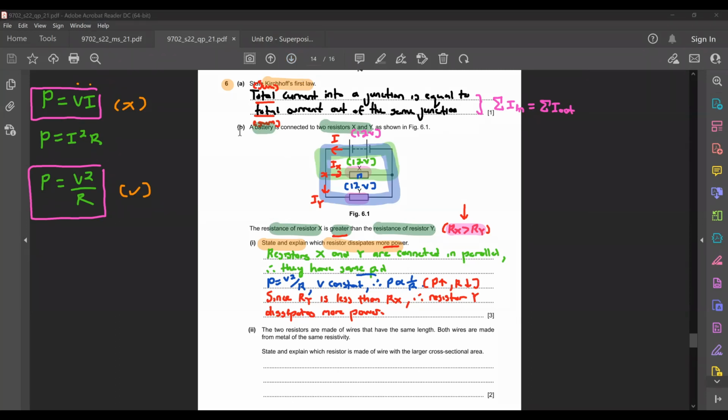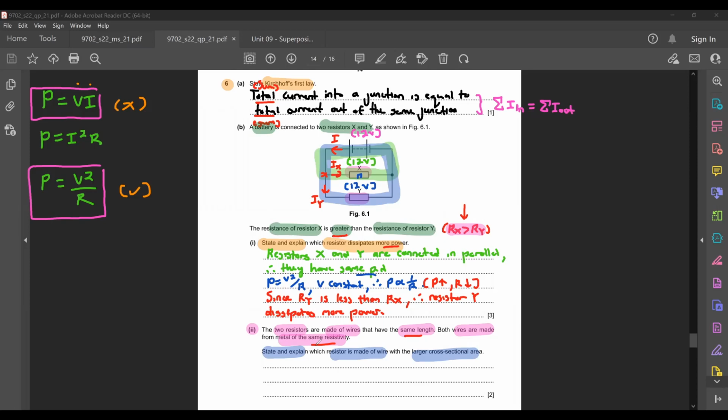Now for the next question, in part 2, the two resistors are made of wires that have the same length. Both wires are made of metal of the same resistivity. State and explain which resistor is made of wire with larger cross-sectional area. Okay, so they've already mentioned to you that the wires have same length, same resistivity.